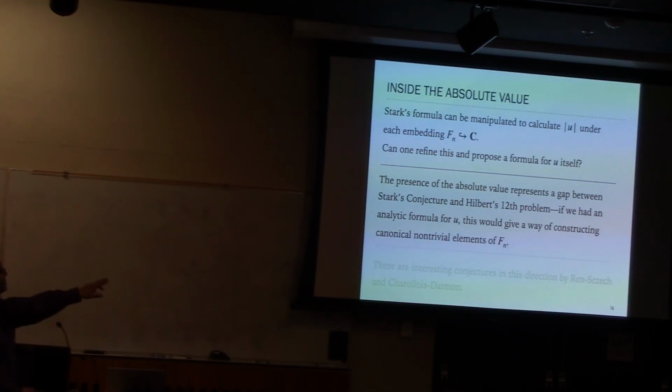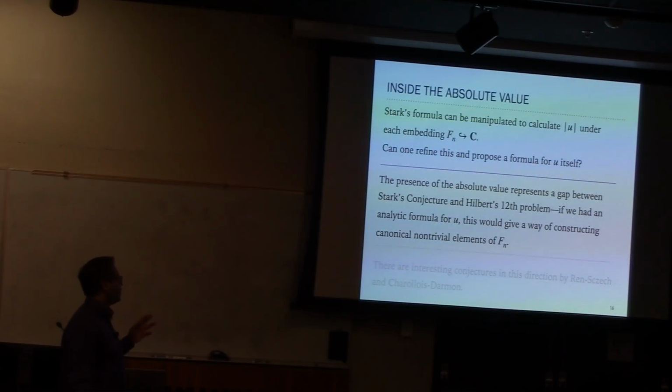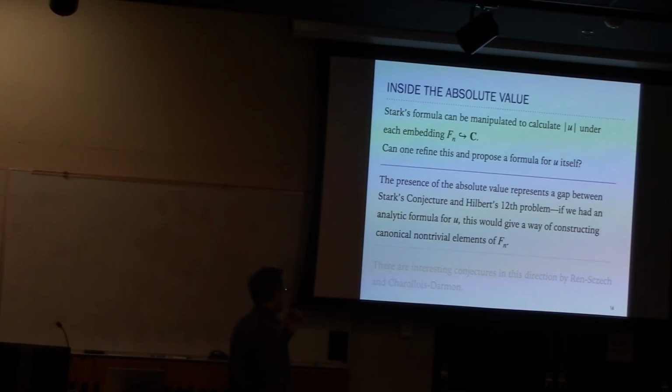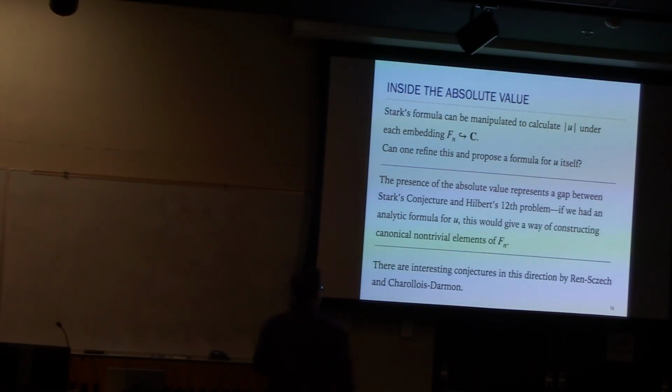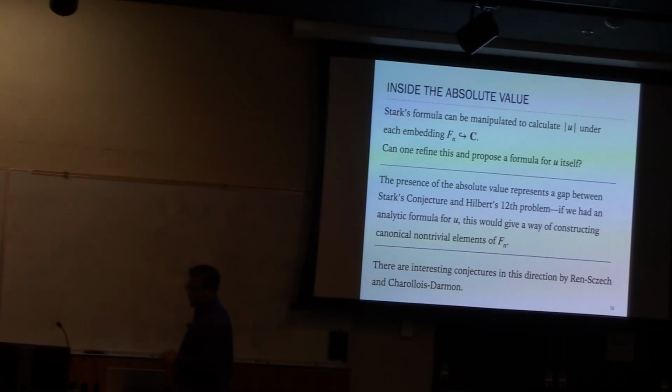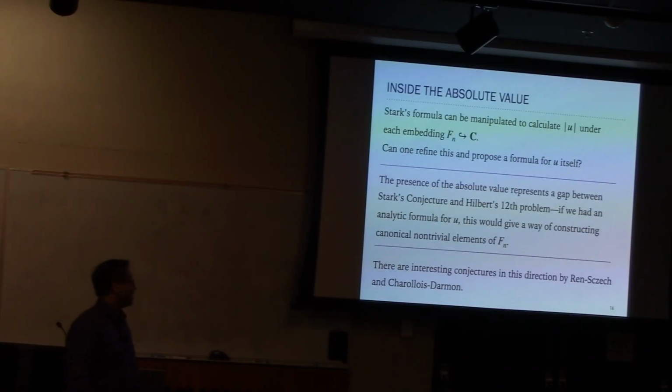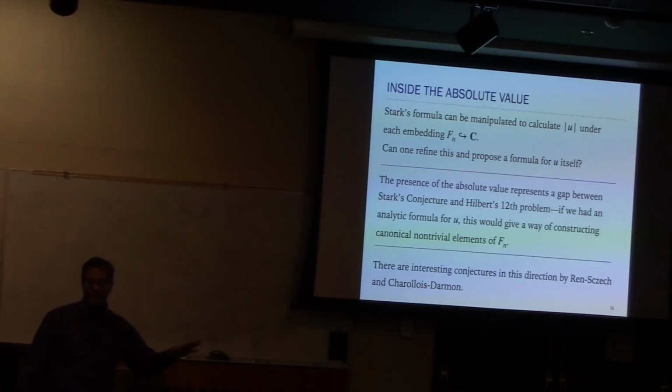So, but this absolute value is a little bit annoying. It represents a gap between Stark's conjecture and Hilbert's 12th problem. If we had a way of writing down what u was rather than just this absolute value, there would be a way of constructing non-trivial elements of Fn. And there are interesting conjectures in this direction by Lenin Chek and Charlotte Darmon. And I have a student named Kyrie Black who has just generalized this conjecture of Lenin Chek and can basically do it for any ground field F for which the conjecture is non-trivial, which are these so-called ATR fields.